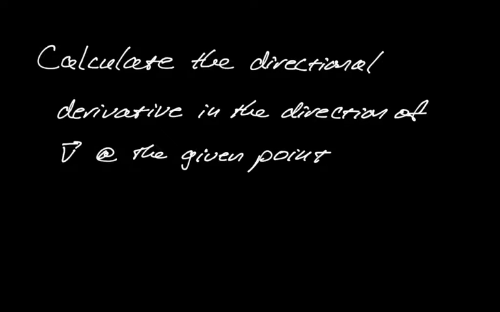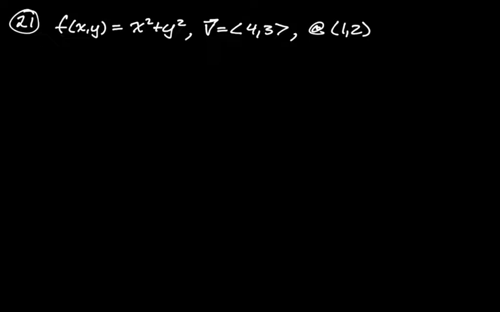Okay, in this video, we are going to calculate the directional derivative in the direction of v, a vector, at a given point. And we are continuing with an assignment from my Calc III class. So let's keep going. Question 21: the function is f of x, y, which is x squared plus y squared. The vector is going to be 4, 3, and we are looking for the directional derivative at 1, 2.